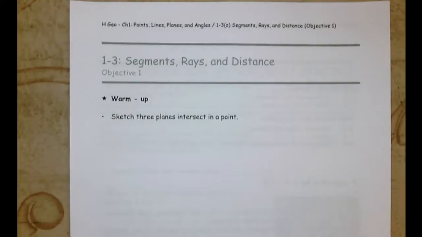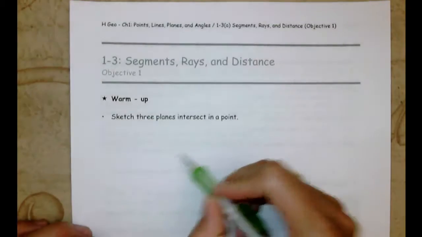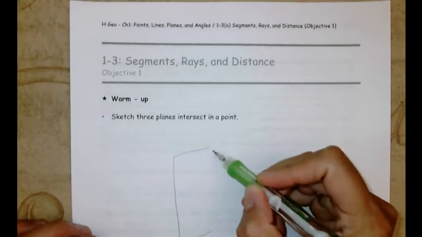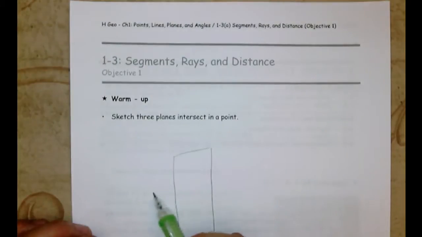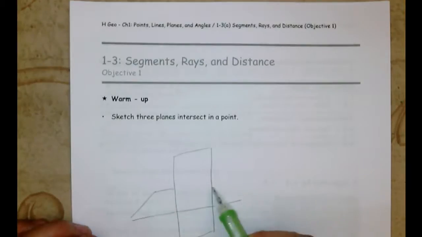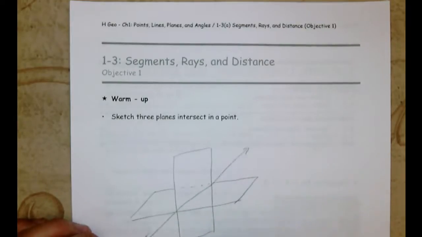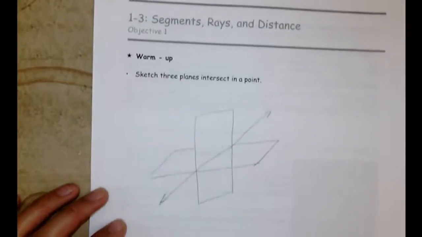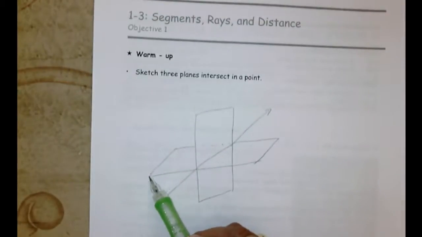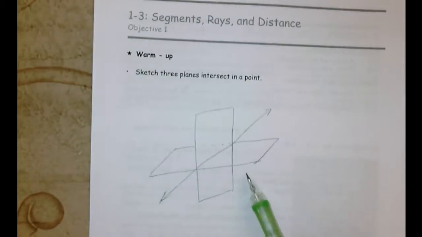Okay, so 3 planes intersect in a point. If you recall, the 2 planes intersect in what? They intersect in a line. So let's just sketch that first. Here is one plane, and then here is another plane. And then here is the intersection, which is a line, right? So we want to draw another plane that is intersecting these 2 planes and then intersect in a point.